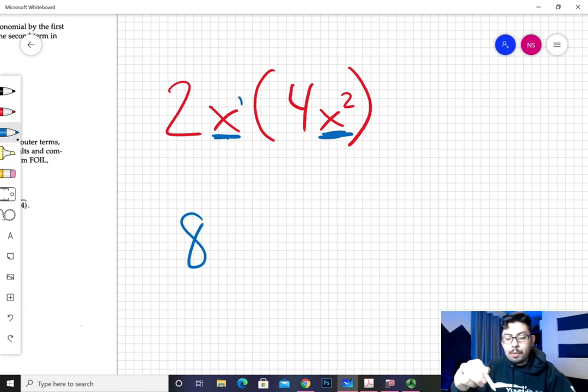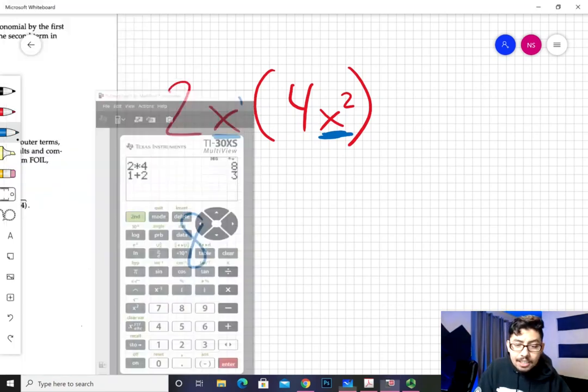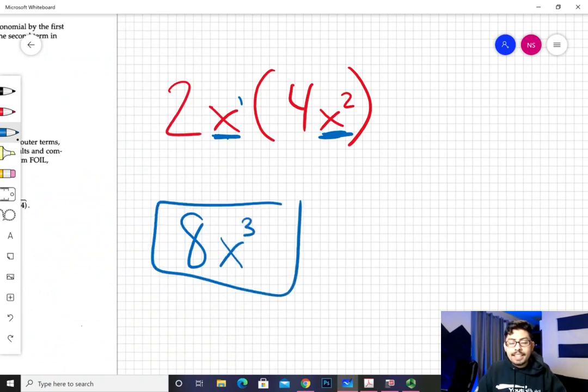So if we know this one is to the power of 1, and this X is to the power of 2, just add those powers. What's 1 plus 2? Take out the calculator if need be. We do 1 plus 2, and we get 3, my friends. So this X that we're bringing down is to the power of 3. That is how you multiply polynomials.